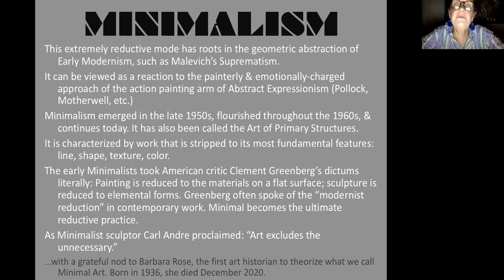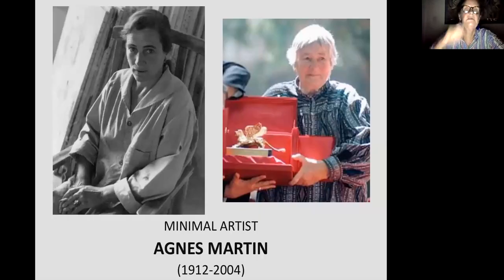Minimalism is stripped to its most fundamental features: line, shape, color, texture, etc. And early minimalists looked at Clement Greenberg's ideas and took them literally. He said that painting should be reduced to the materials on a flat surface and that sculpture is reduced to the elemental forms. He talked about the modernist reduction, and minimalism becomes the ultimate reductive practice. As Carl Andre proclaimed, art excludes the unnecessary.